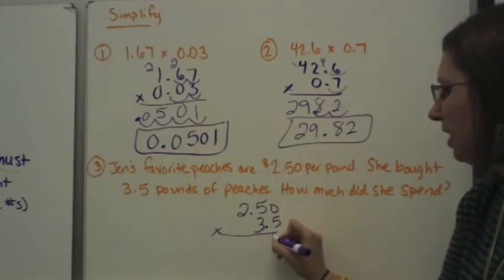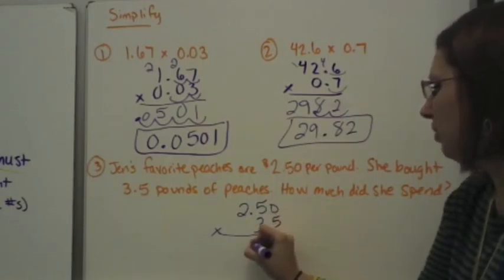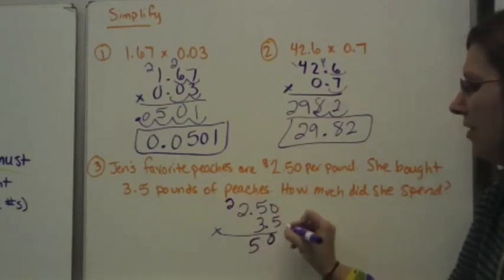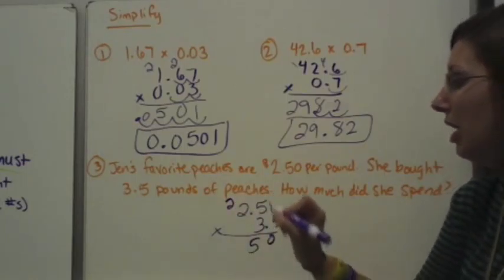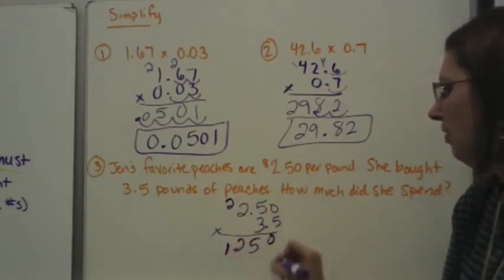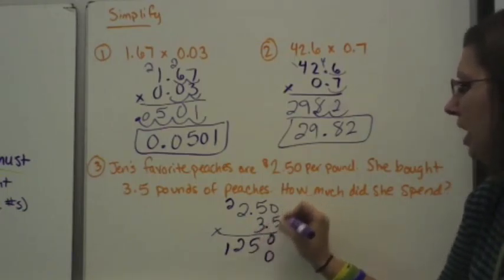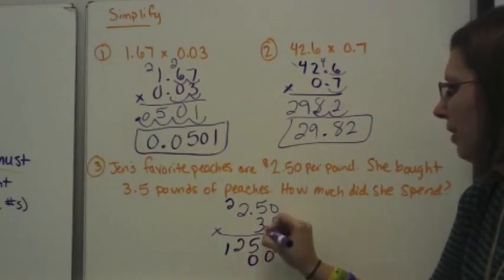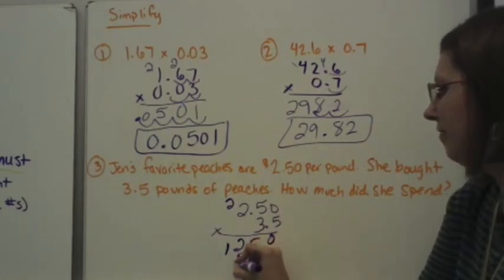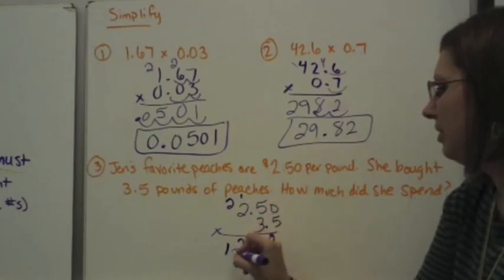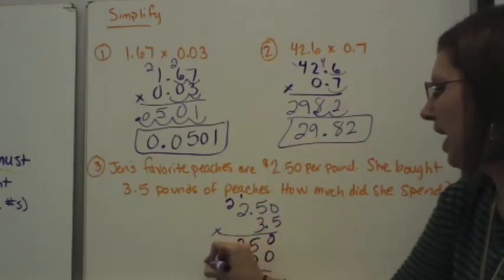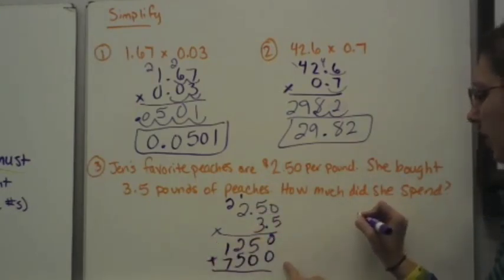5 times 0 is just 0. 5 times 5 is 25, carry the 2. 5 times 2 is 10, plus 2, 12. Add a 0 as a placeholder. 3 times 0 is 0. 3 times 5 is 15. 3 times 2 is 6, plus 1, 7. I'm running out of space, so I'm just going to put my answer over here.